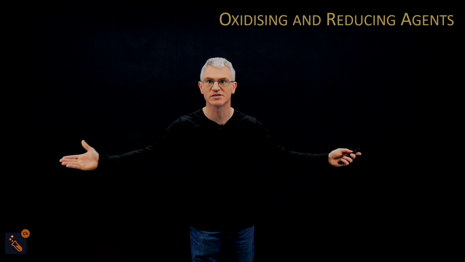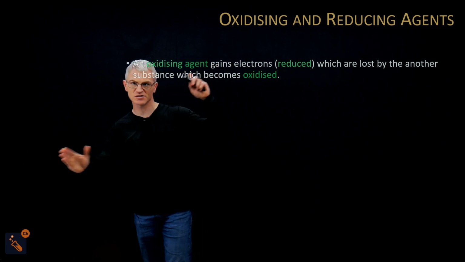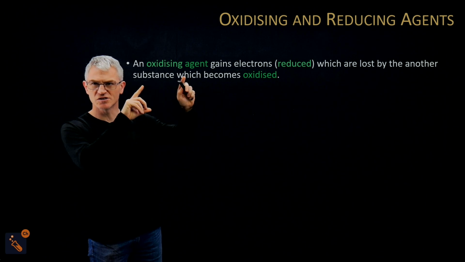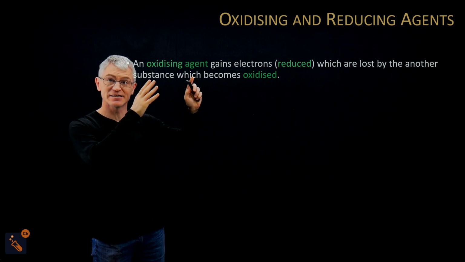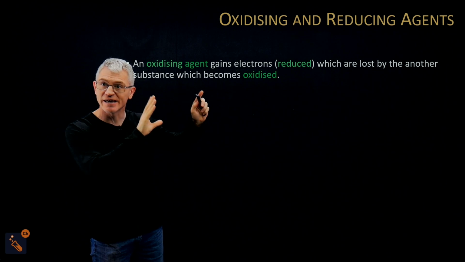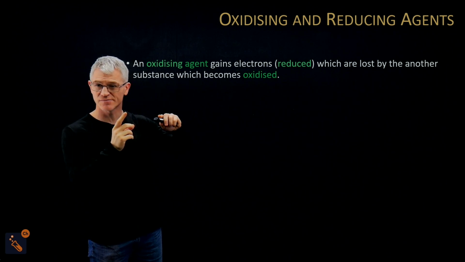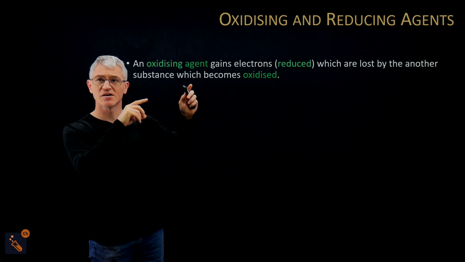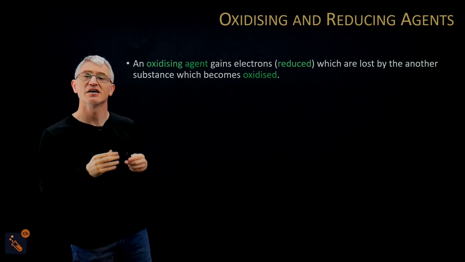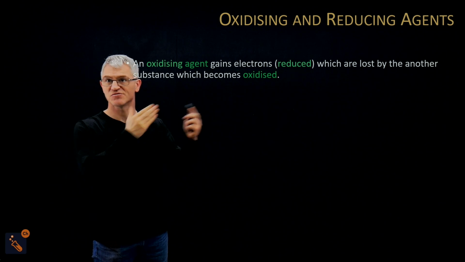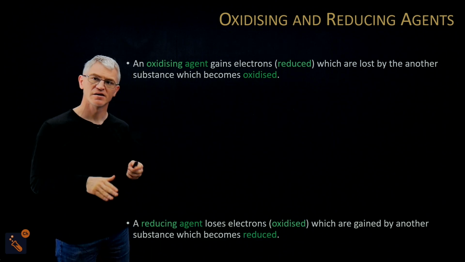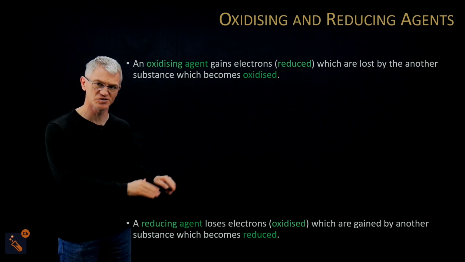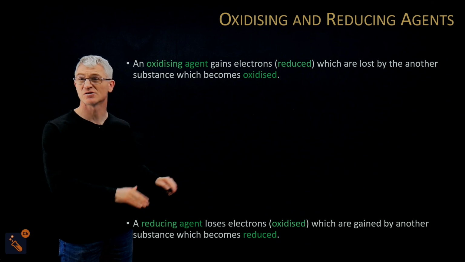Now, oxidizing and reducing agents. Okay, first of all, an oxidizing agent, I'm going to do it in the simplest way possible. It causes oxidation, therefore it must gain electrons. Oxidation is losing and reduction is gaining. So if I cause oxidation, okay, I've got to gain that electron to cause that oxidation. In simple terms, the oxidizing agent gets reduced.